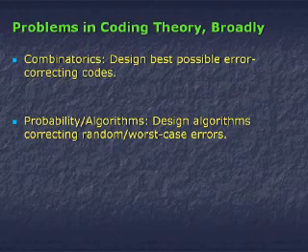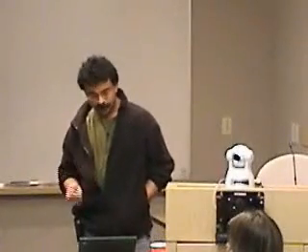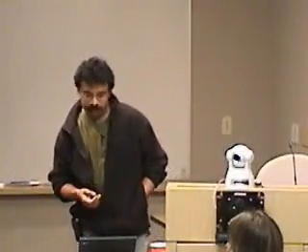So broadly in coding theory, the kinds of problems that we tend to see are based on these two issues. First, there's combinatorics. Never mind the complexity of the encoding and decoding algorithm. What can you do? Design the best possible error-correcting codes. So in particular in the Hamming model, this is a very, very important and challenging question. And then there are questions that come into the mix of probability and algorithms. It says design good encoding and decoding algorithms. These algorithms may try to correct either random errors or worst case errors and try to do the best you can in all of these cases.